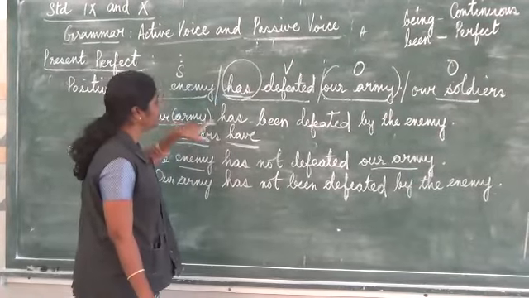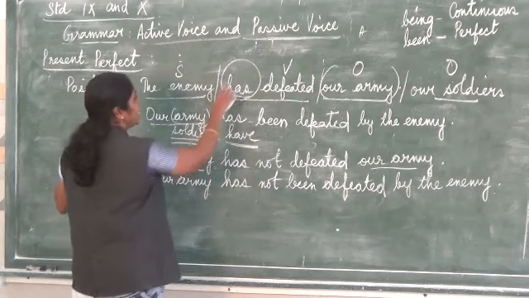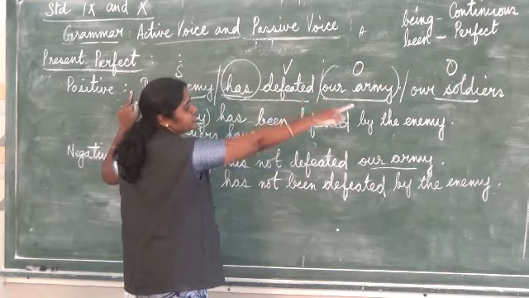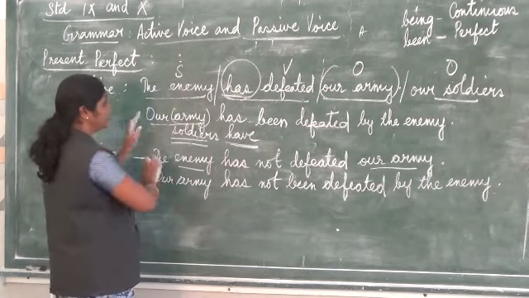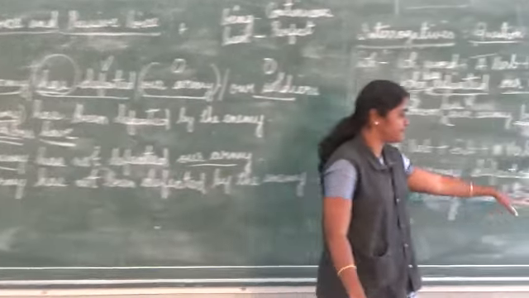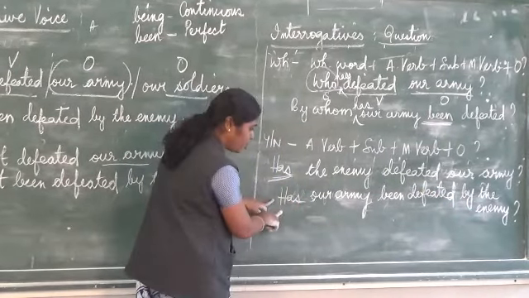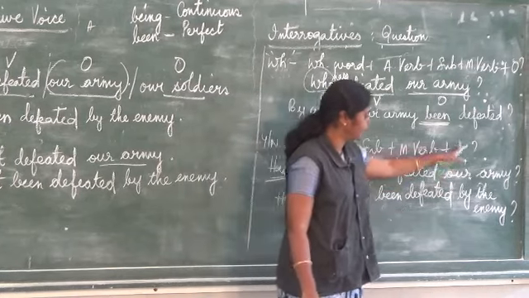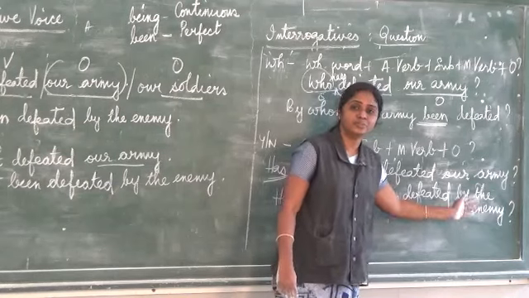Okay, see, the enemy has defeated our army is a sentence. Passive voice, our army has been defeated by the enemy. Yes or no question, how have I written? I have just brought this has to the front. Has the enemy defeated our army? So obviously in the answer also, this has, you bring it to the front. Has our army been defeated by the enemy? And finally, please add this question mark. See, it is beginning with auxiliary verb, then you have the subject, then you have the main verb, then you have the object, and before the object you have added the preposition by.